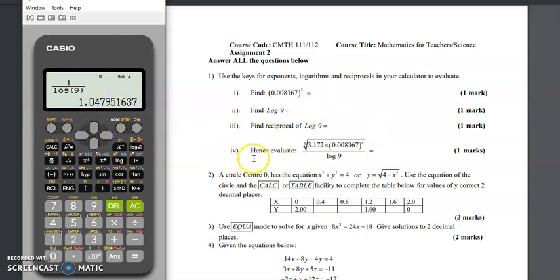So let's take the fourth question. We are to evaluate, if this is the reciprocal of log 9, then we have to evaluate this, and we are given the third root of 3 into 3.172. So let's plug this the way it is in our calculator.